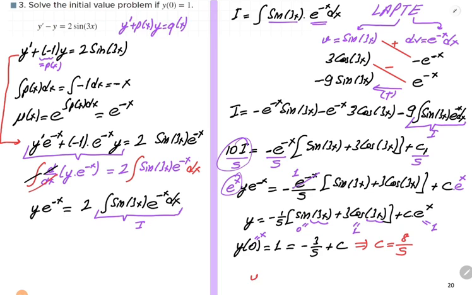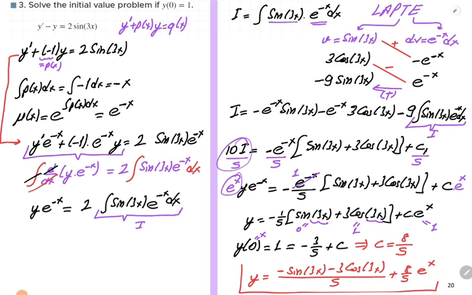And the final result is y is equal to, let's distribute this minus 1 over 5 inside the parentheses, so that I have minus sine 3x minus 3 cosine 3x divided by 5 plus 8 over 5 e to the x. My dear friends, this is the result of this question.